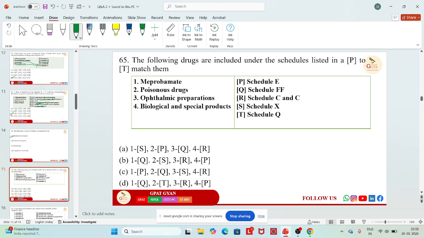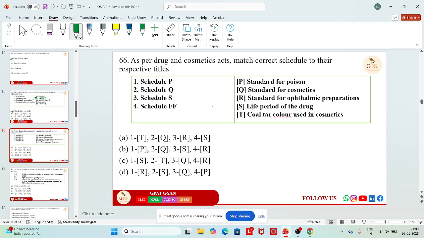Ma'am, A will be. Yes. A is the clear answer because whenever you see the schedule FF, it is for the ophthalmic preparation. So 3Q is only present in A. And for the others, we can check that meprobamate is a schedule X drug, and the poisonous drugs are schedule E. I told E for evil. Evil we consider as the poisonous, and 4R is the biological and special product, schedule C and C1.